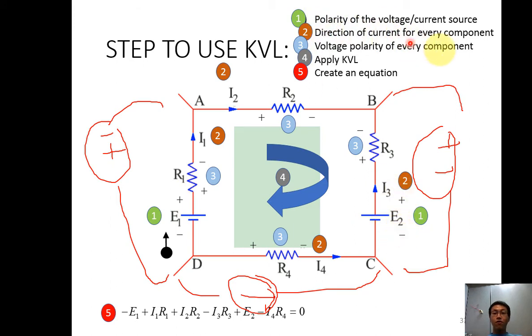Where is my direction of the current for every component? So I assume my I1 is going up. My I2 is going this way. My I3 is going up. My I4 is going this way. I assume only. I simply assume.